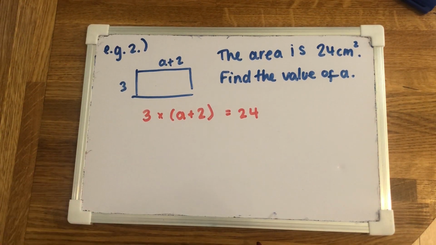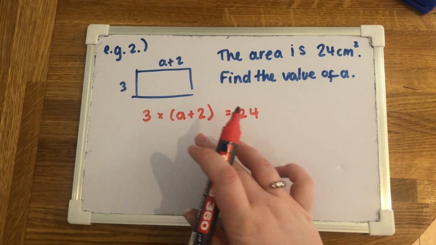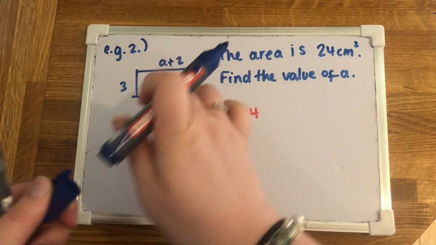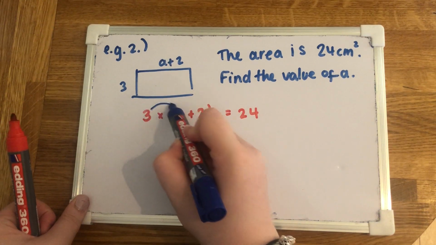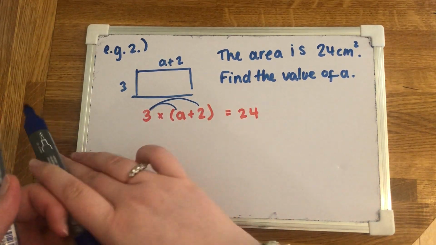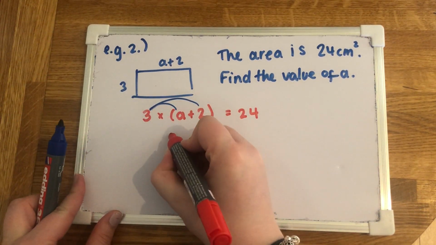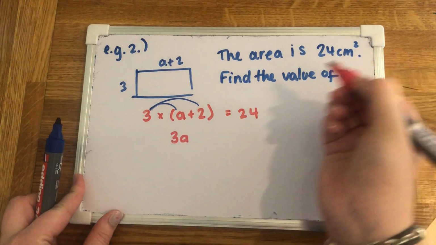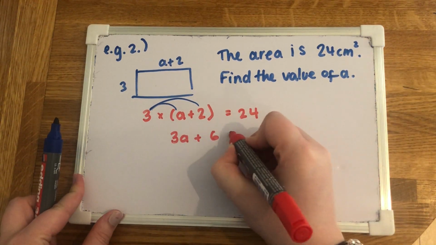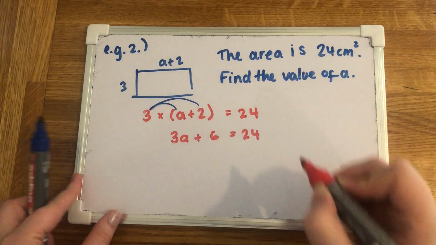Okay, now when I did the video on linear equations, the first thing we need to do if we have brackets is that we need to expand them. Okay, so we're going to do 3 times A and then 3 times positive 2. So 3 times A is just 3A, 3 times 2 is positive 6, and that's equal to 24.